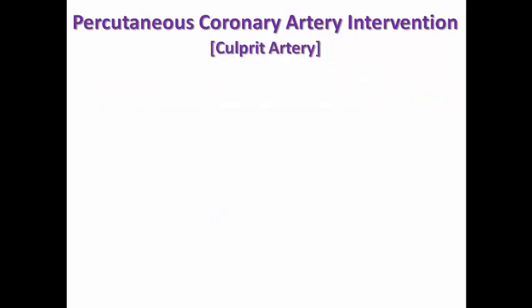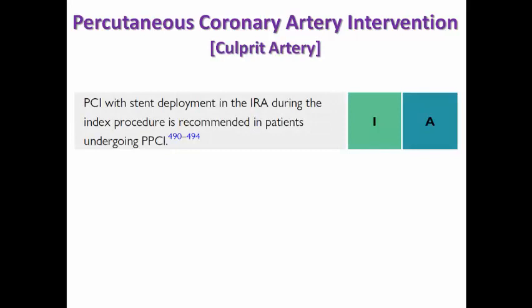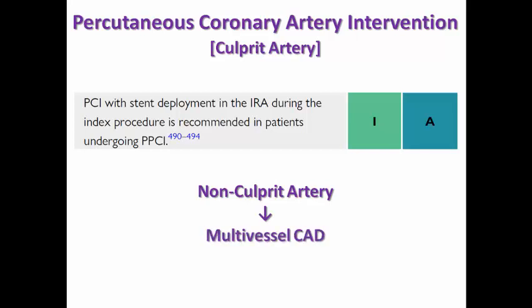Regarding the culprit artery, the recommendation is for stent deployment in the infarct related artery during the index procedure in STEMI patients undergoing primary PCI. We all know this information. Regarding the non-culprit artery, what are we going to do with it? We are going to discuss this issue in the topic of multivessel coronary artery disease.